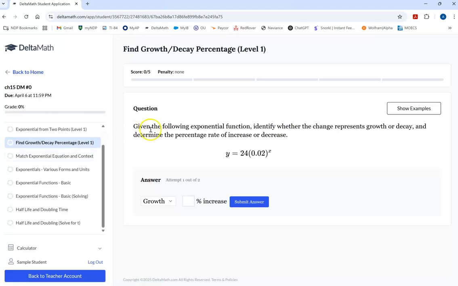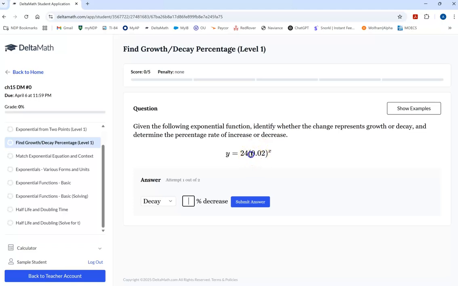It says, given the following exponential function, identify whether the change represents growth or decay, and then determine the percent rate of increase or decrease. To determine if it's growth or decay, I can just look at the b, right? Because that number is between 0 and 1, this is decay.